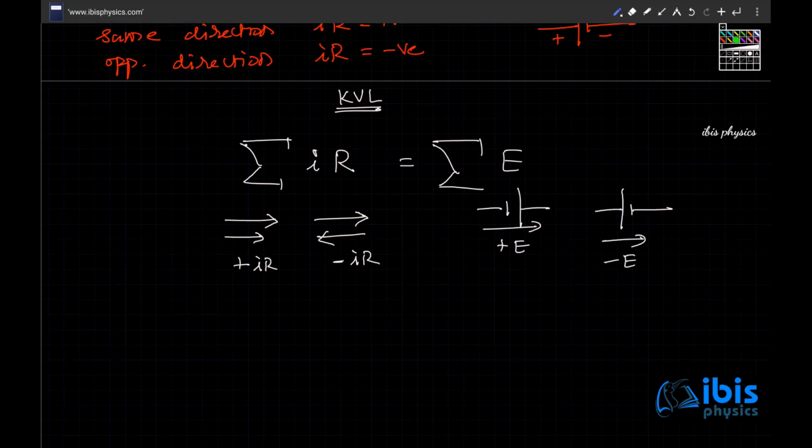In the next few videos, we will be looking at the application of Kirchhoff's current law and voltage law and how it helps us to solve problems. We will look at it.